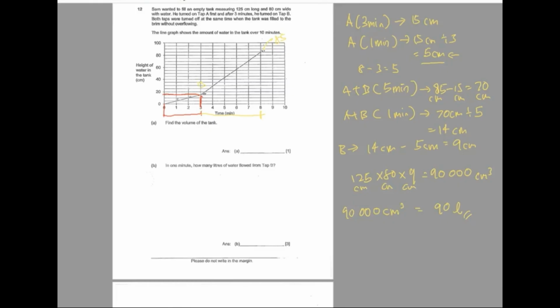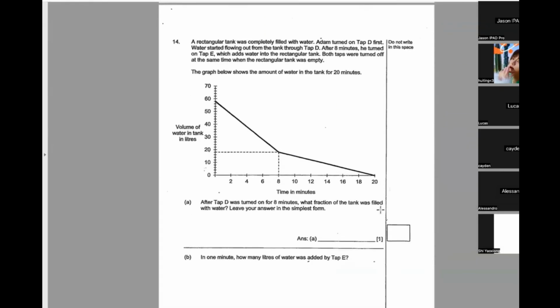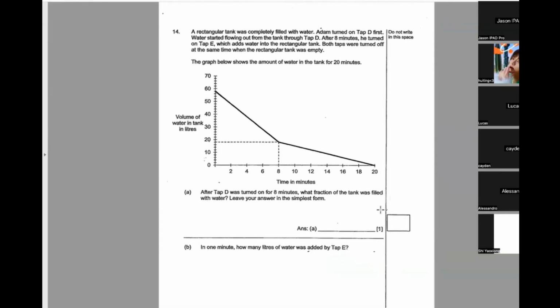Question 13 is also quite an easy question. We have done a lot of this kind of question, and we teach you how to record them. So pay attention. Quite a lot of people got this question wrong. A rectangular tank was completely filled with water. Adam turned on tap D first. Water started flowing out from the tank through tap D.